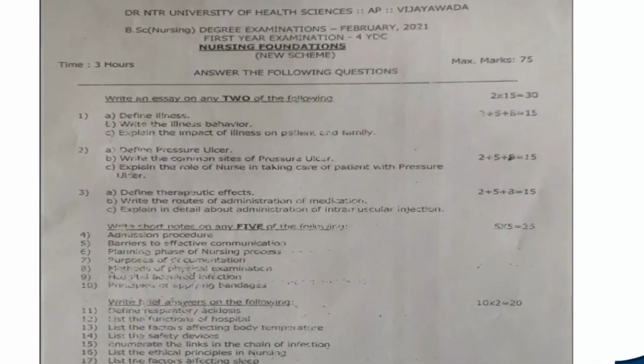Let's move on to the question paper. This is for first year BSc Nursing students. The subject is Nursing Foundations. The question paper code is 332 and the time allotted is 3 hours. Maximum marks is 75 marks. So let's see what they have given in the question paper.